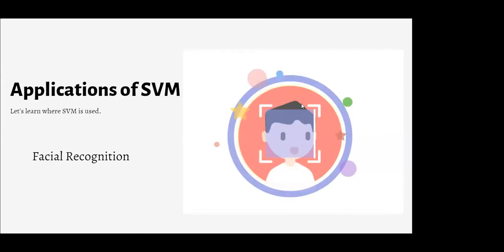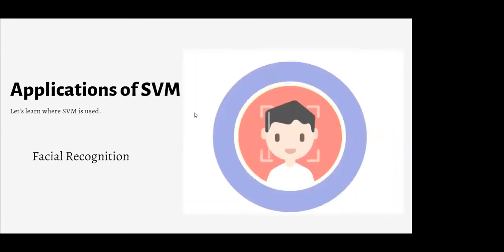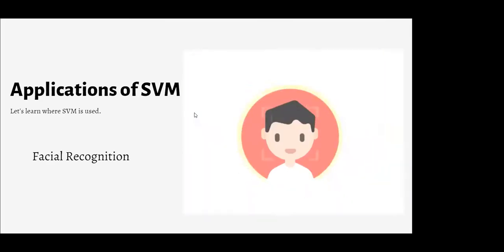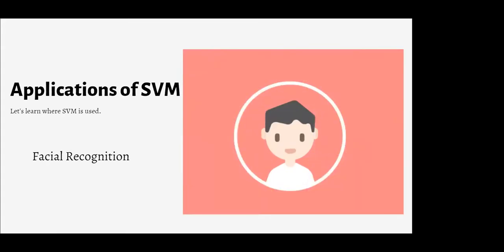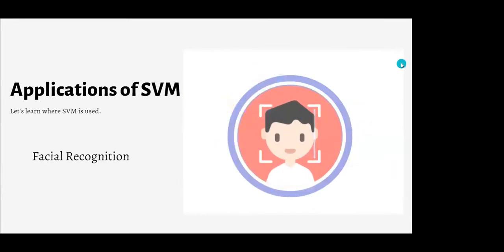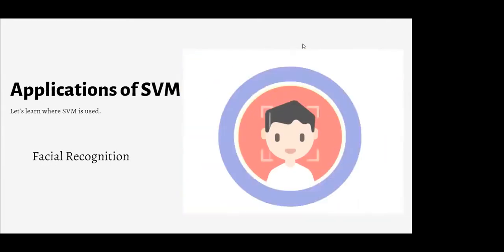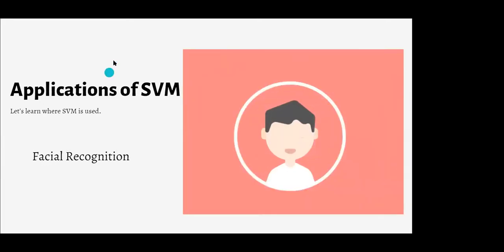Now let's talk about a few applications of SVM. The first application is facial recognition. SVMs are used in facial recognition to classify parts of an image as face and separate them from the parts that are not. Let's say a face is scanned, and there are parts of the face like eyebrows, eyes, nose, lips. It recognizes and classifies the parts of the face as face and the others as not face. So that's how it recognizes your face.